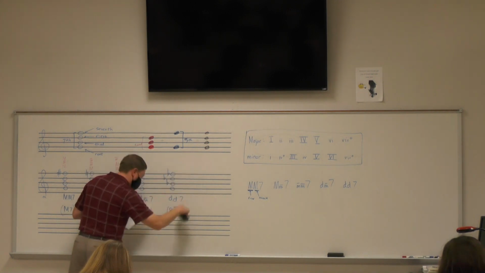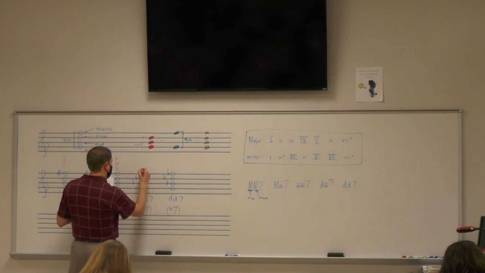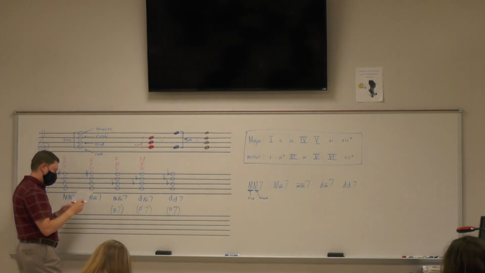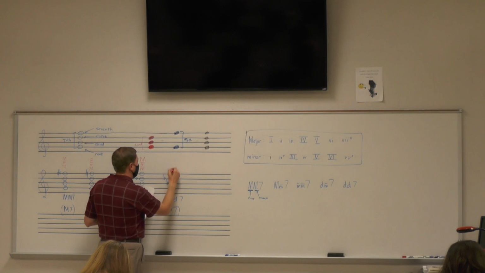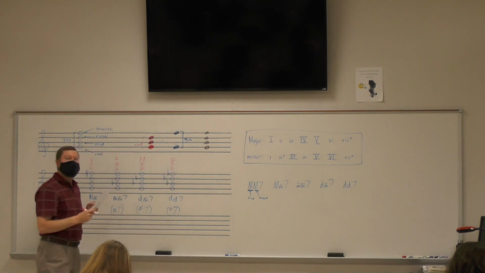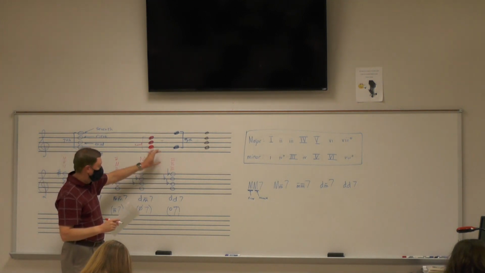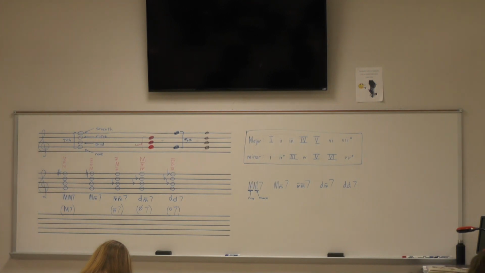The half diminished seventh chord is going to consist of a minor third on the bottom, a minor third in the middle, and a major third on top. And finally, what I call a fully diminished seventh chord is just a stack of all minor thirds. That's an easy way to remember the fully diminished seventh chord. Every note is a minor third above the lower one. All minor thirds stacked up.